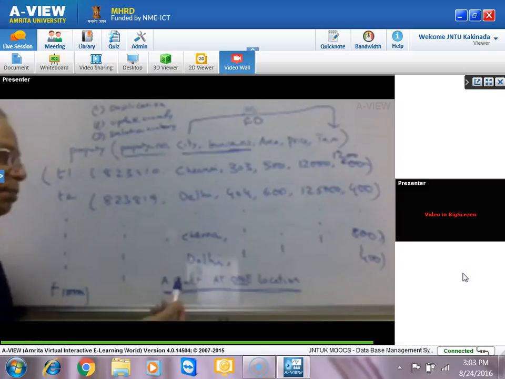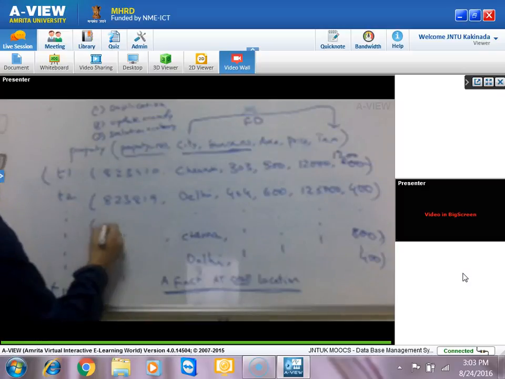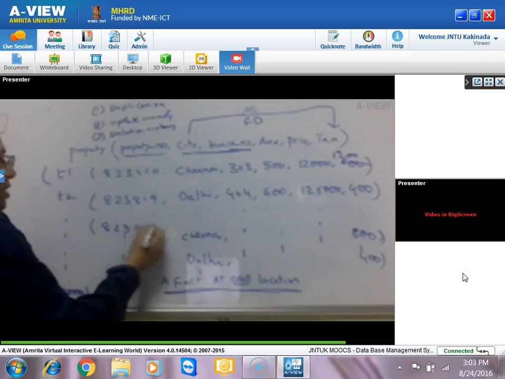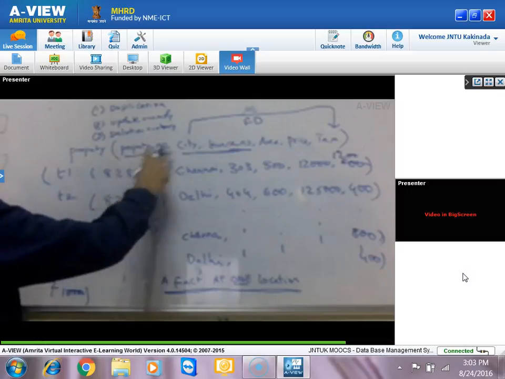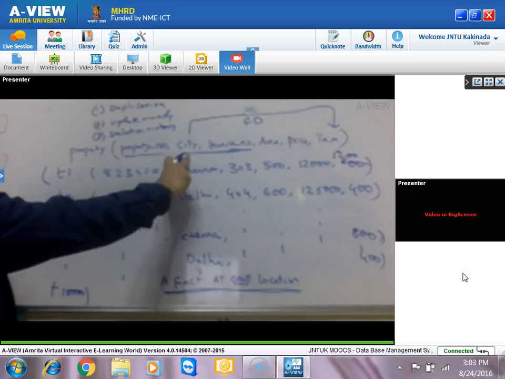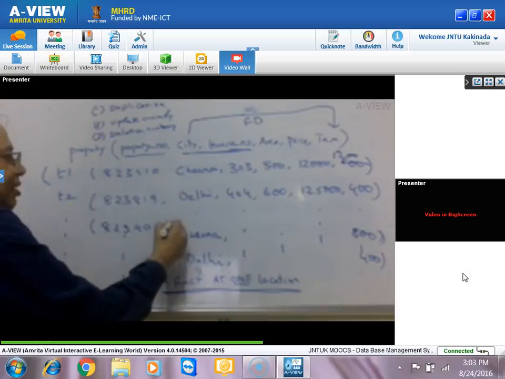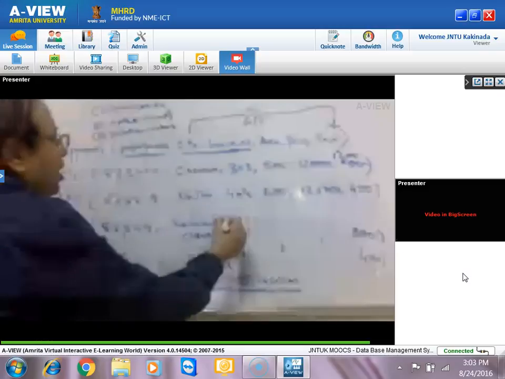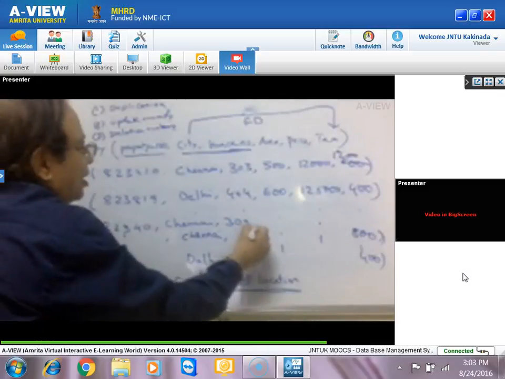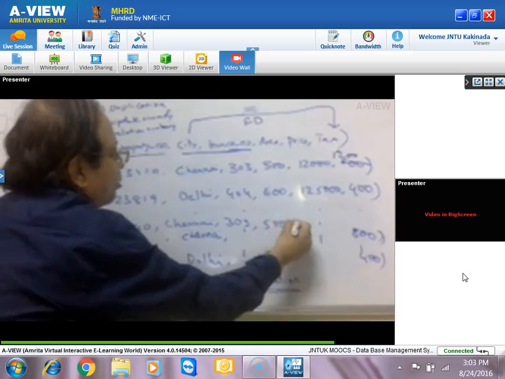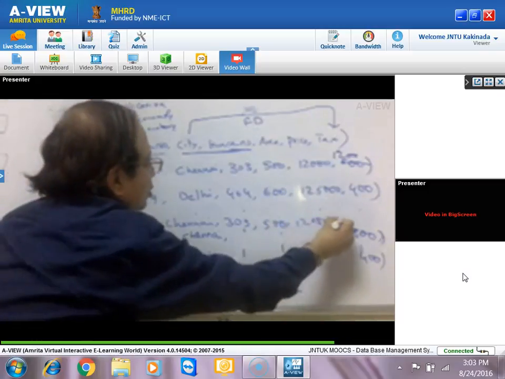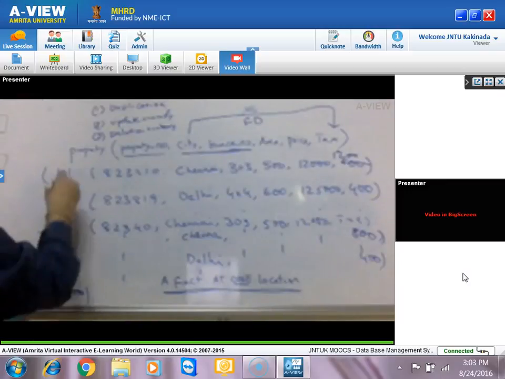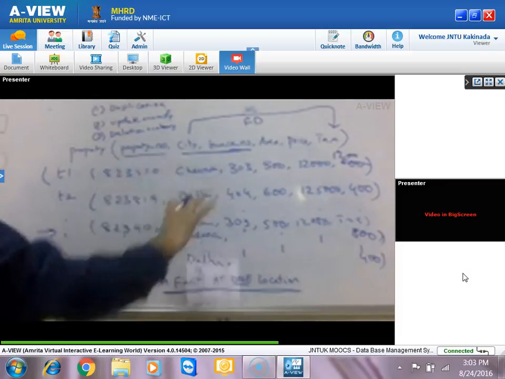For the simple reason, what happens if the key repeats? 8, 2, 3, 4, 0. Let us say this repeats. Since it functionally determines all other attributes, it has to be the same tuple. Number has to be the same. Area has to be the same. Price has to be the same. Tax has to be the same. Since it's exactly the same tuple, and since a relation is a set, two tuples cannot repeat.